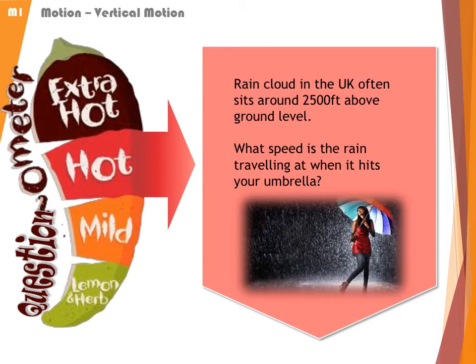As a hot question to think about then, if we have a look at this where we've got a rain cloud in the UK, which is often around 2,500 feet above ground level, if you need the conversion, 1 foot is the same as 30 centimetres. And this asks, what speed is the rain travelling at when it hits your umbrella? So think about the fact that you've got gravity acting on your rain. Okay, so that's going to increase it. Perhaps try some vertical motion with this. I have a feeling you might be a little bit surprised by your answer. So think about then what other things might affect the rain that maybe we haven't considered so far. See you in the lesson.